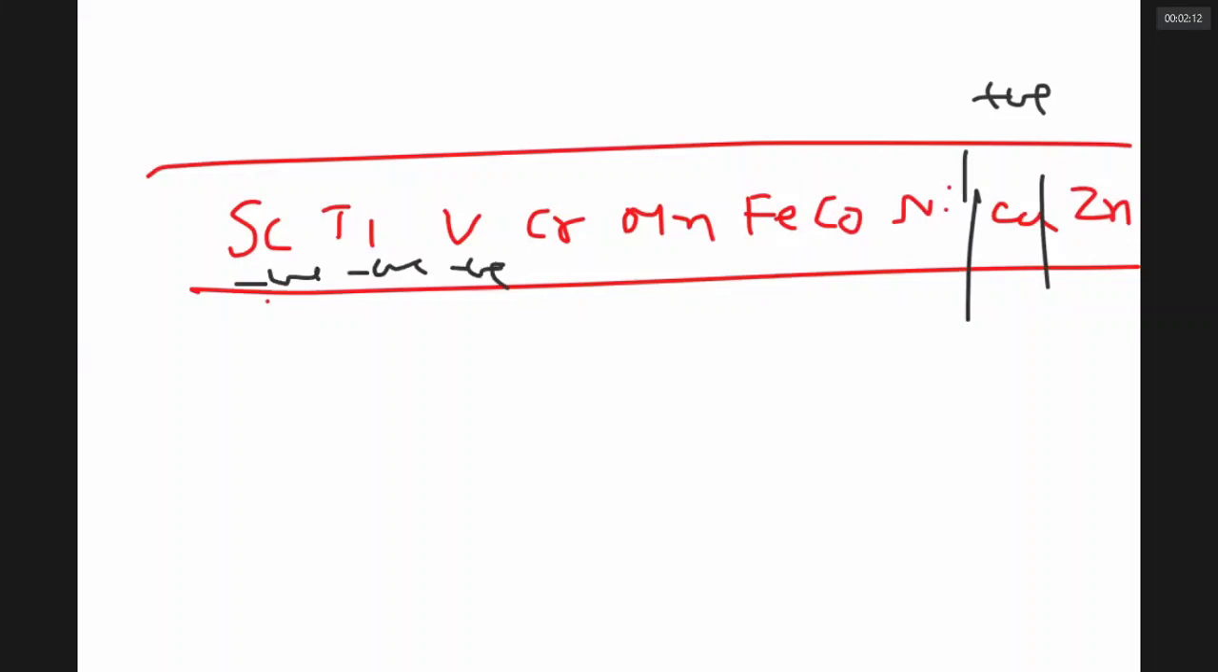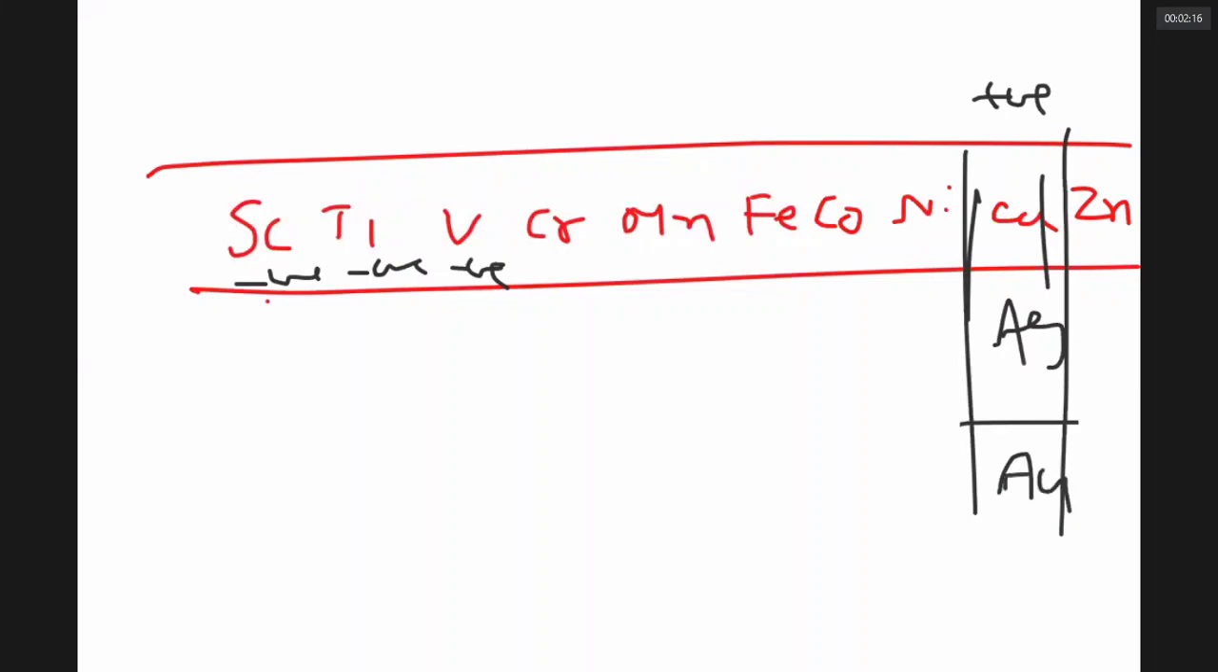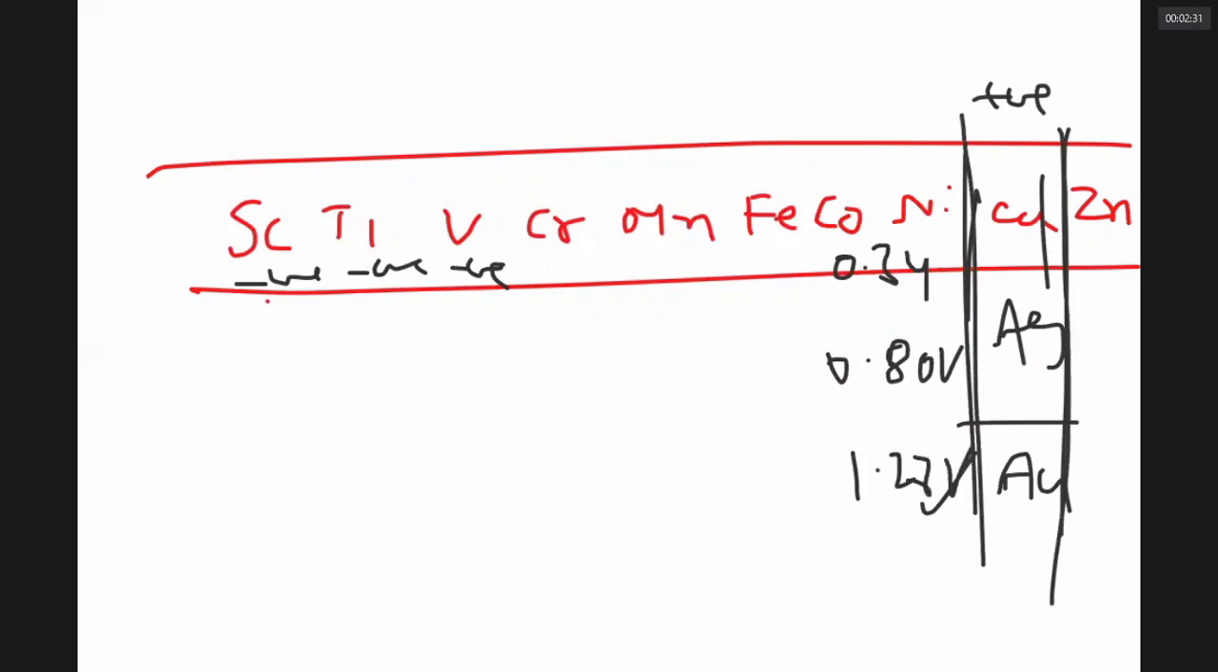In the copper family, you can say copper, silver, gold, all of them have positive potentials. In fact, the potential of silver is highest. Silver is 0.80 volts, copper is 0.34 volts, gold is 1.23 volts. Notice that only these elements belonging to the 11th group have positive potentials, all others have negative potentials. That's one point. And now I will examine.